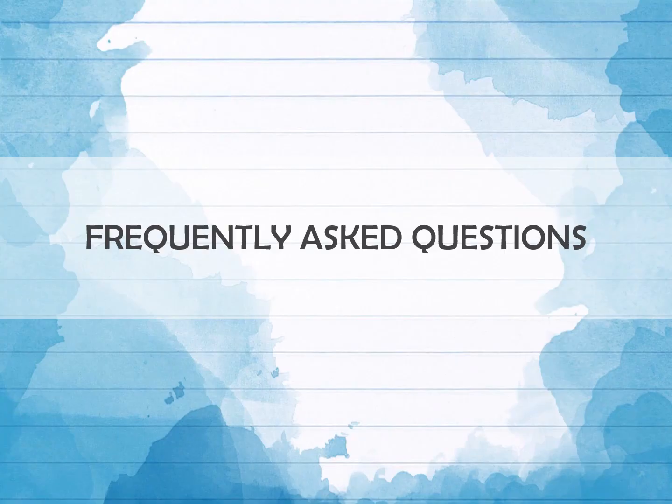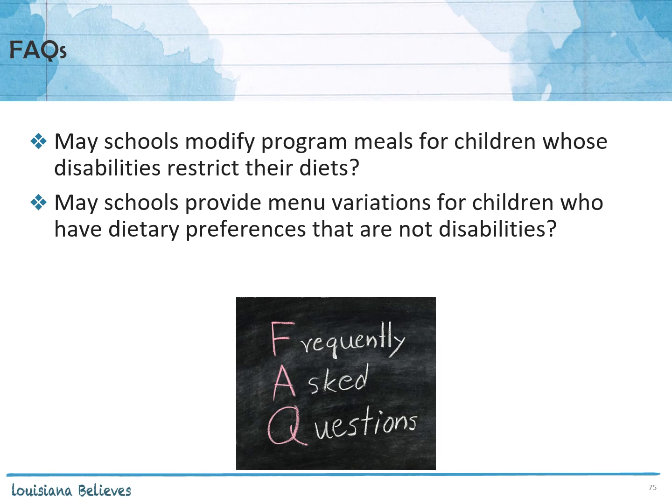Frequently asked questions. May schools modify program meals for children whose disabilities restrict their diets? Yes. Schools are required by law and program regulation to make reasonable modifications to meals and snacks for students with a disability that restricts their diet. Many meal modifications can be made within the meal pattern. For modifications within the meal pattern, FNS does not require a medical statement.